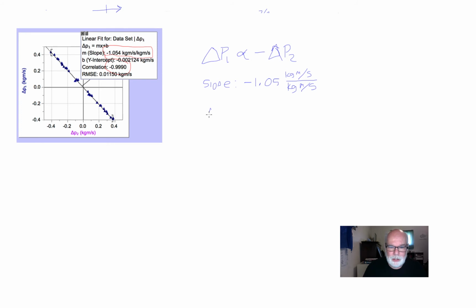So then if we take a look at the intercept, it's a very, very small number here. It's -0.0212 kilogram meters per second. Now, if we were to go back and look at our data, we would see that this certainly falls within the 5% rule. So we can call it 0 by the 5% rule.